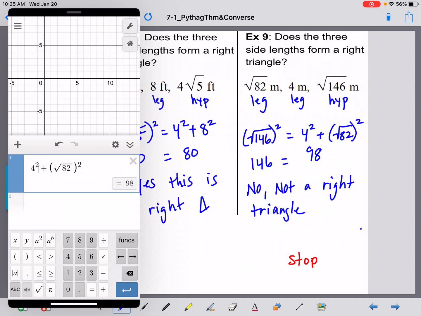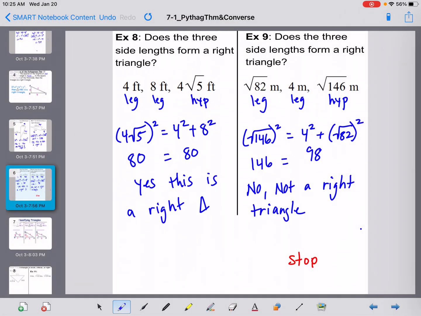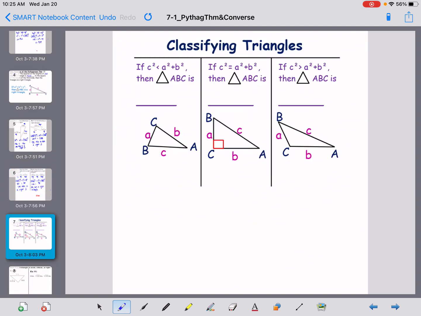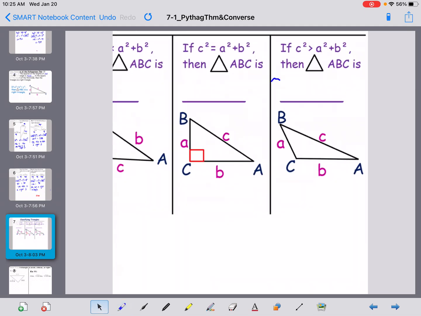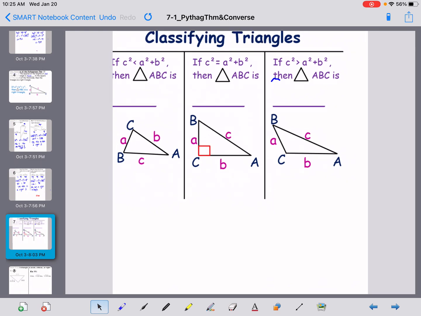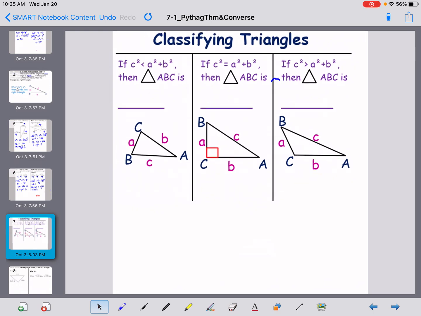All right, so we're picking up where we left off with this problem. My question is, if these are not right triangles, then what kind of triangles would I have? Well, you'll be glad to know that we can classify them. The examples that we've pretty much been working with are right here in the middle. We've been working with right triangles, and that's the example here in the middle.